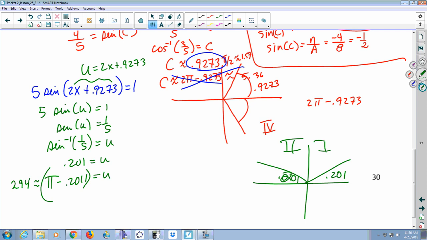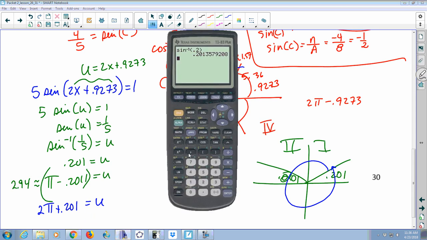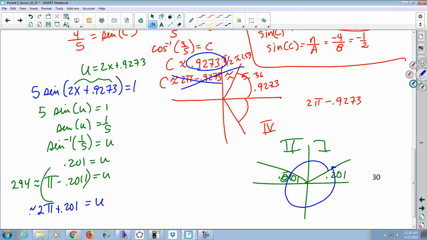Let's do 3 possibilities, because we've got to come up with 2, and one of them might get crossed off because it might be negative. The other possibility is just to add 2 pi to the first one. You get the same terminal side, so that's another possibility for U. U equals 2 pi plus 0.201, which is 6.484.